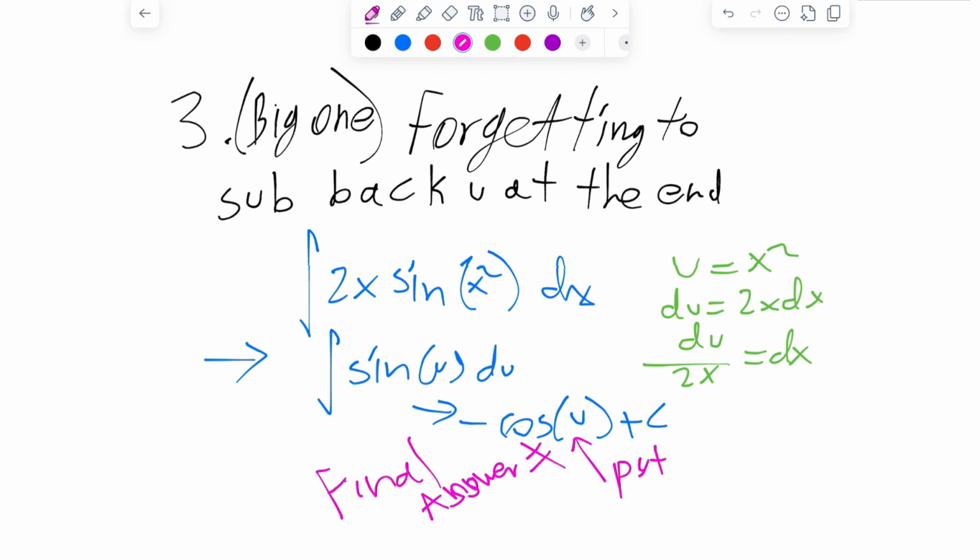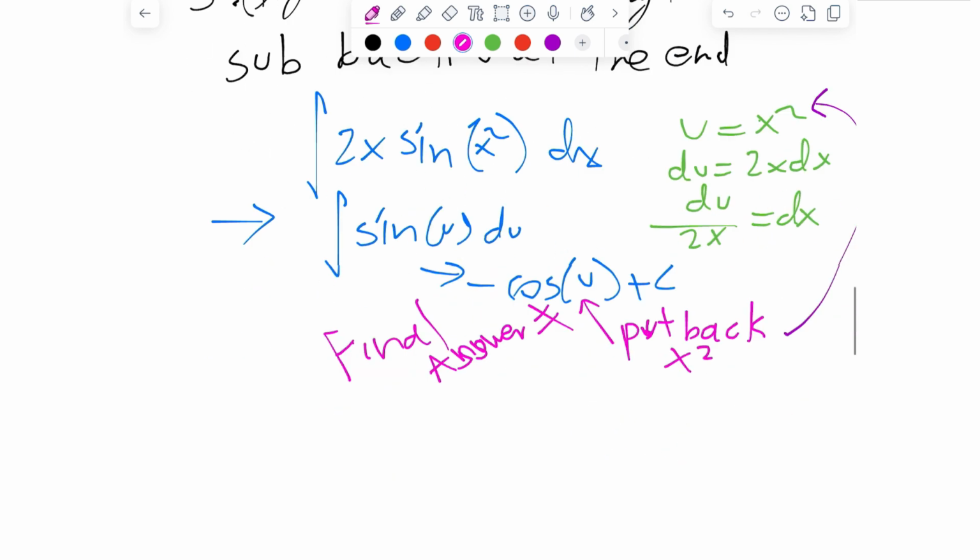So we get this final answer, and this is not equal to the actual final answer because we have to put x squared back into u. So the real final answer would be negative cosine x squared plus c. And just remember to do that because this is a really common mistake we see in the exam.